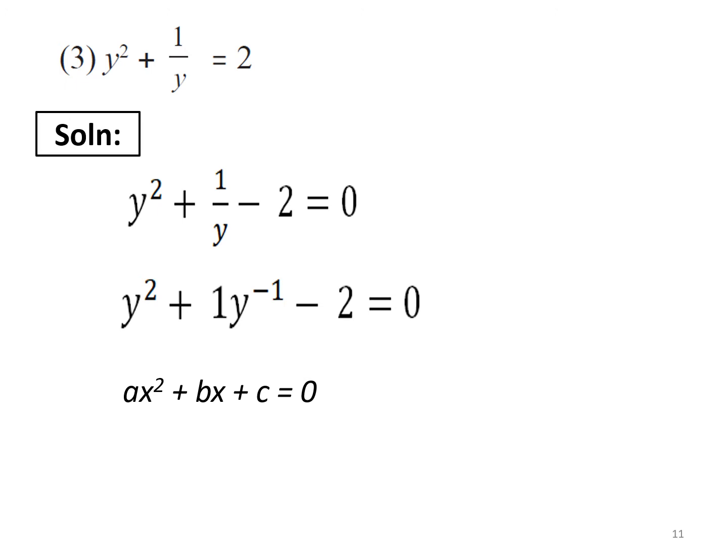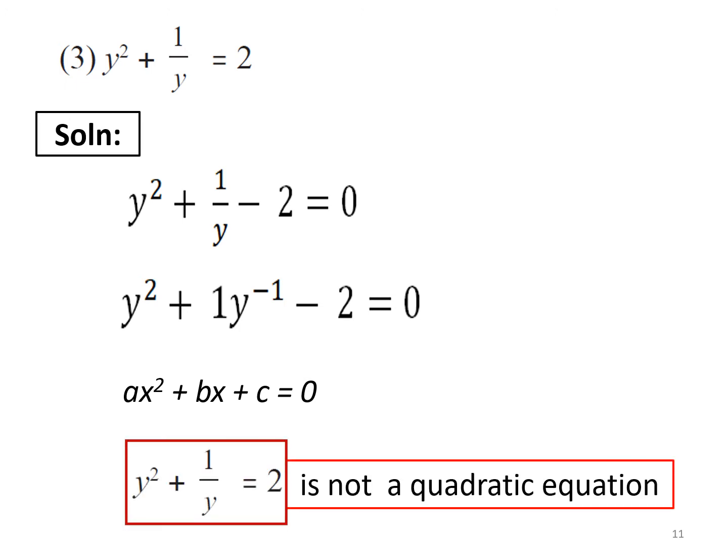The degree of bx is 1. It's not negative, and therefore y square plus 1 upon y is equal to 2 is not a quadratic equation. Since we are getting minus 1 as the degree, it's not correct, and that is why this equation is not a quadratic equation.